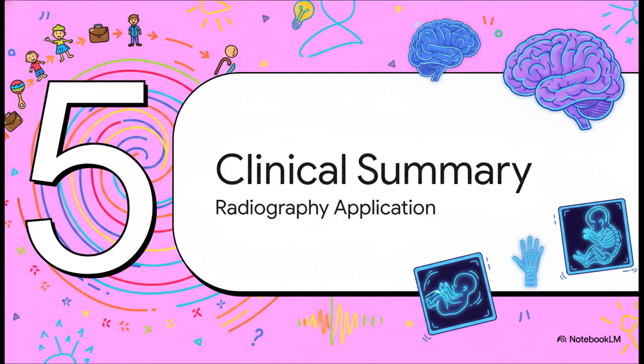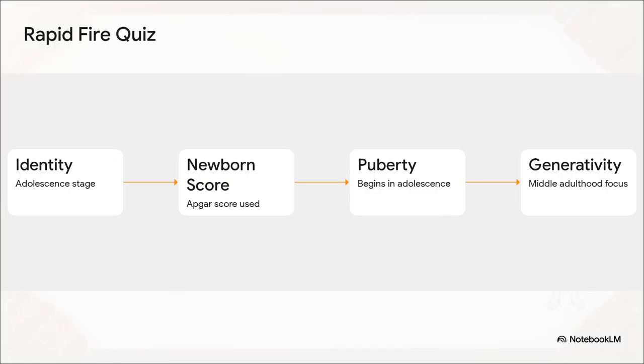Finally, Section 5, Summary and Clinical Application. Let's run through a rapid-fire review of the key concepts we've explored today. See if you can answer these out loud before I do. Number 1. Which stage involves identity formation? Yep, that's adolescence. Number 2. What score assesses newborns? The APGAR score, exactly. Number 3. When does puberty begin? Adolescence again. And number 4. Where do we see Erikson's concept of generativity? That is squarely in adulthood.